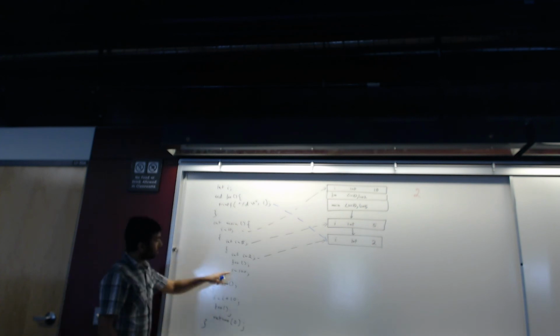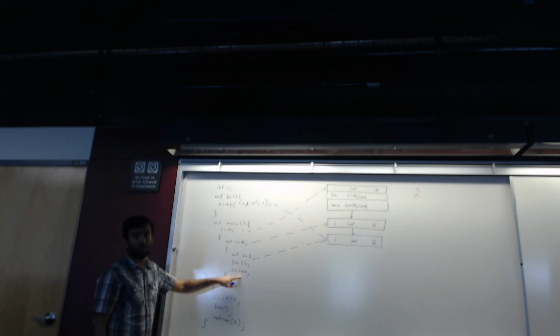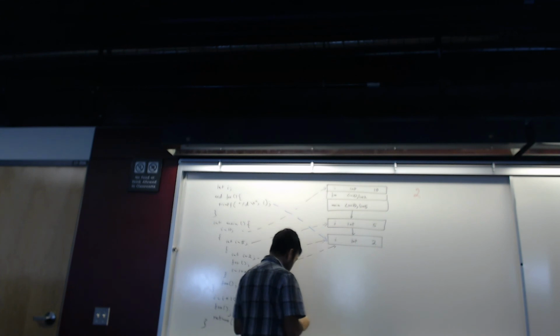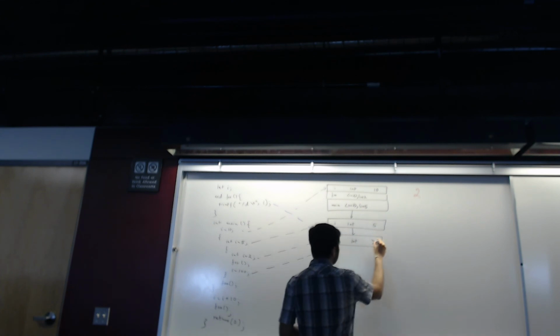Then you return. You make I equals 100. Which I? 2. So this I equals 100 updates this one. So instead of 2, now it became 100.